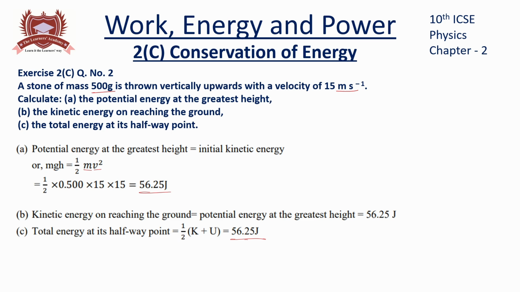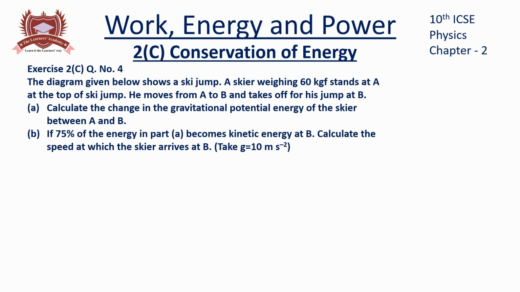Let us go ahead with the next example. This is example number 4 that we have. In example number 4, they are telling us the diagram given below shows a ski jump. Now this is a very interesting thing that we have. We have a skier. He goes from here and does a jump like this. He slides like this and does a jump like this.